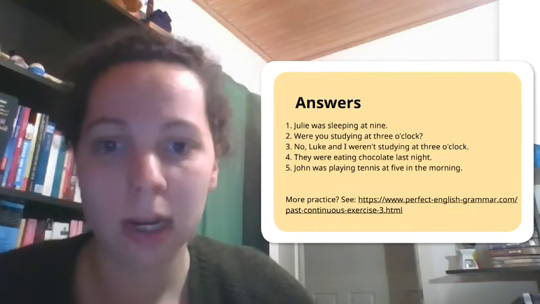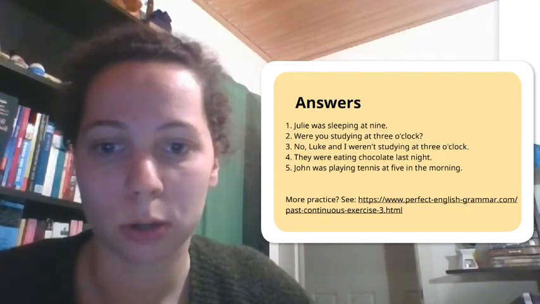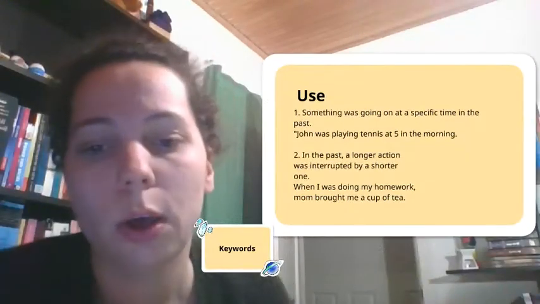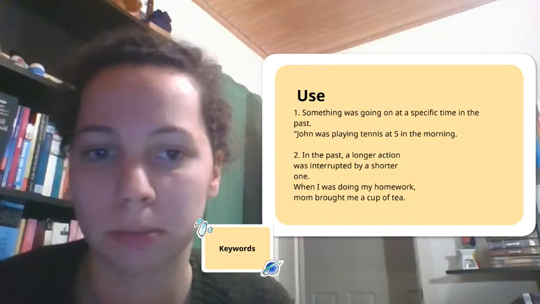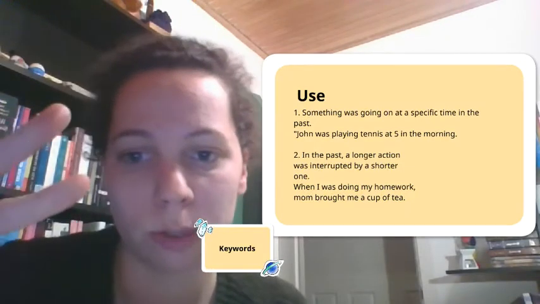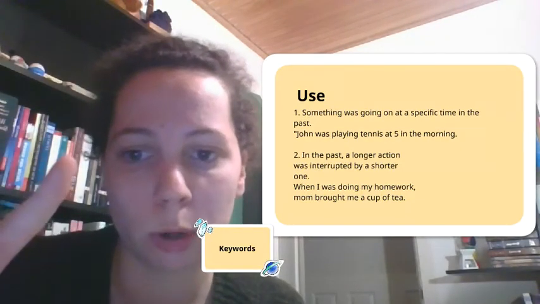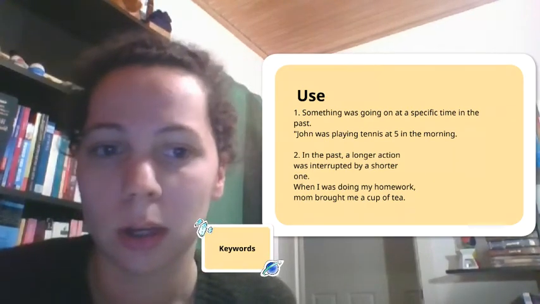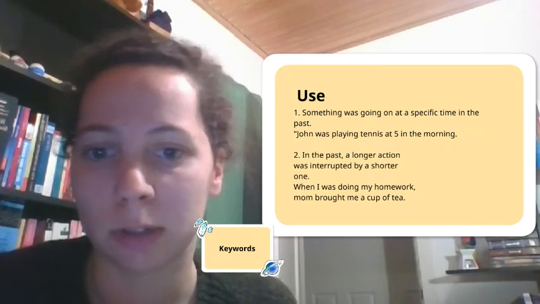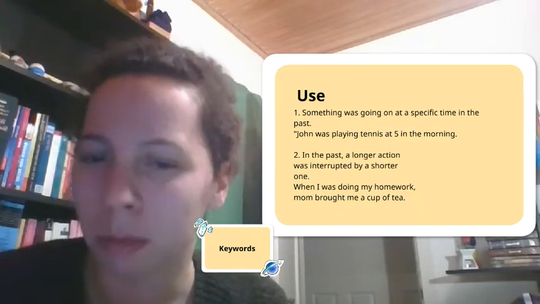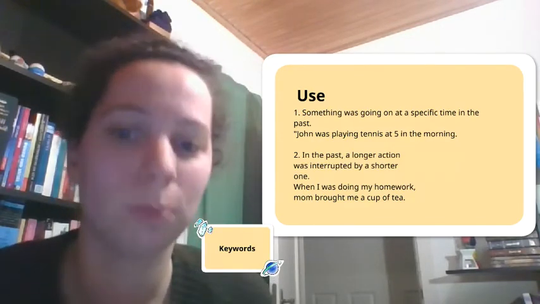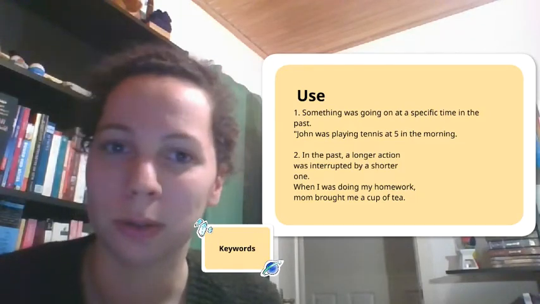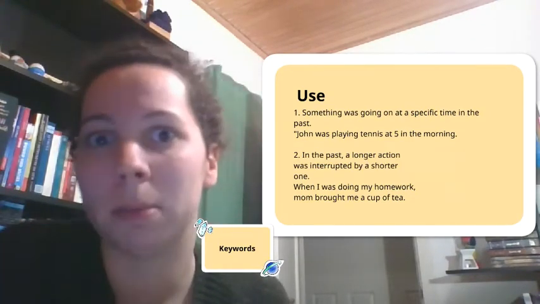Okay, for now, let's carry on and we're going to go to the use of it. So let's have a look. So when do we use a past continuous? We have 2 reasons to use it. Reason number 1 is basically the past version of the present continuous. So something was going on at a specific time in the past. Remember, present continuous we used if something was going on right now. Past continuous we use when something was going on at a time in the past.